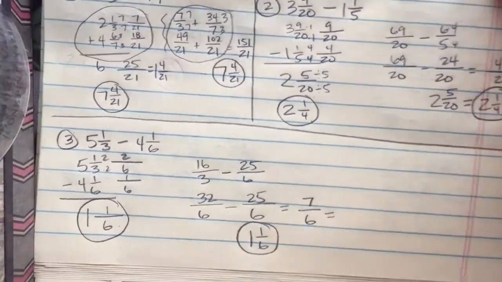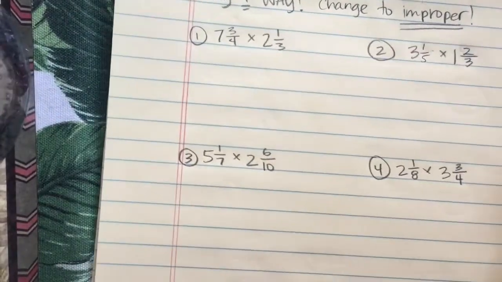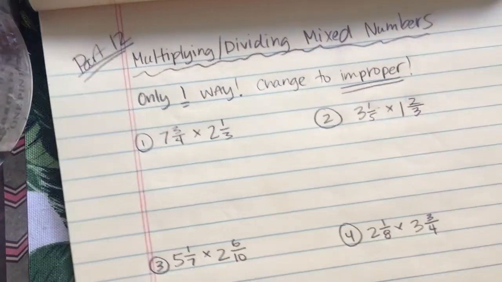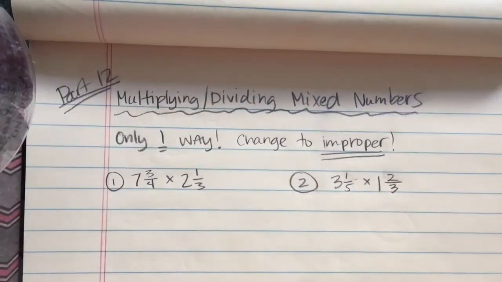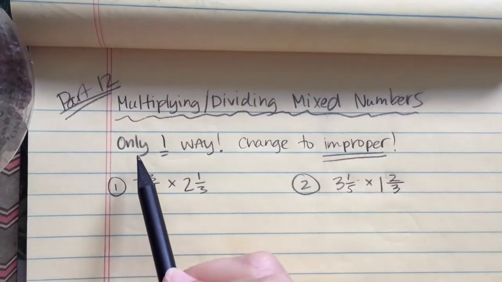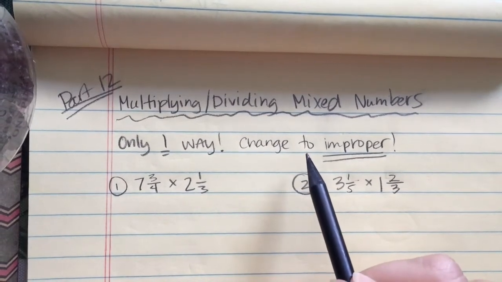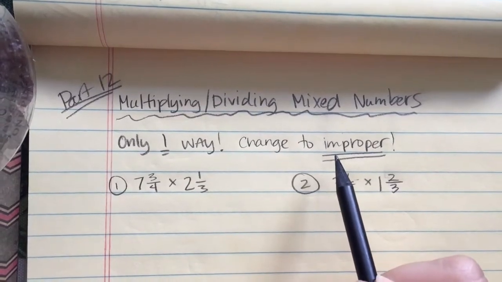All right, let's move on to multiplying and dividing mixed numbers. This is so much easier than adding and subtracting. Multiplying, dividing mixed numbers. There is only one way to do this, and that is to change your mixed numbers to improper. That's your only option.